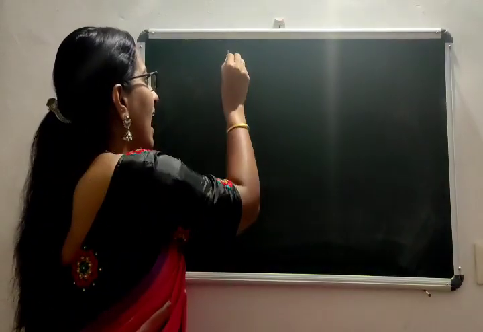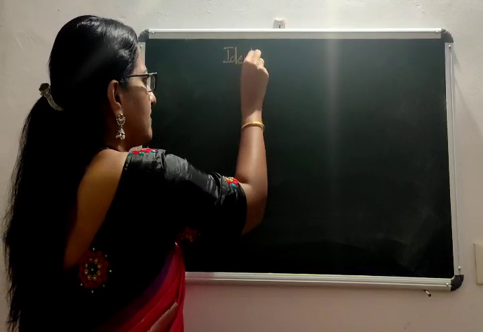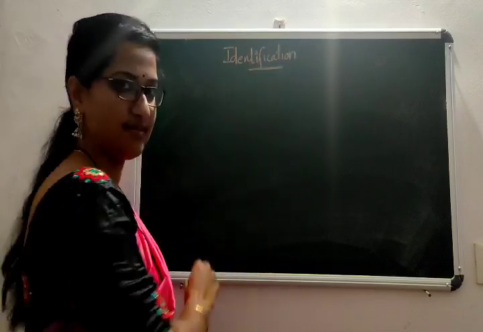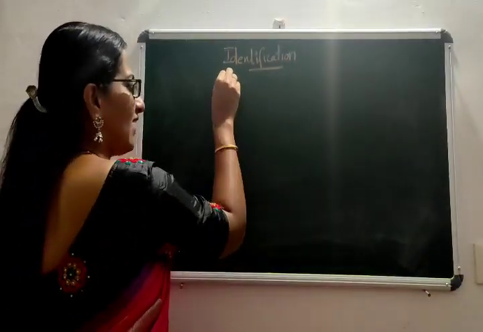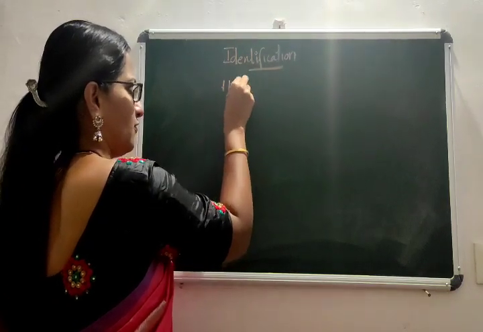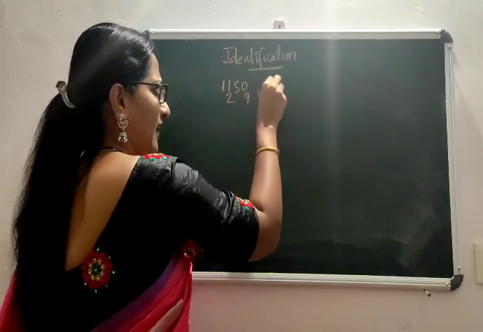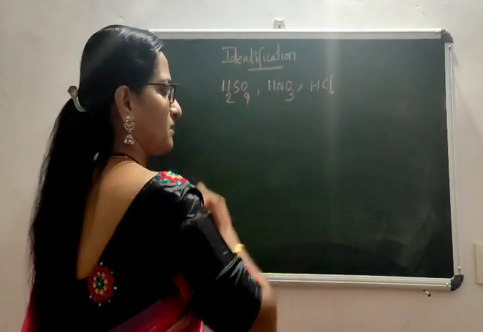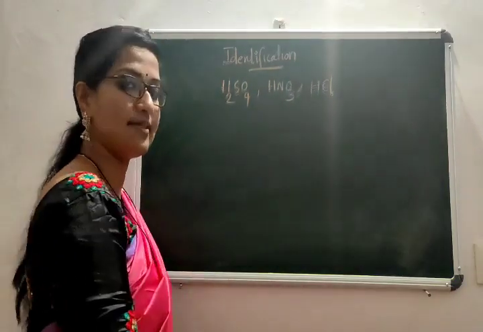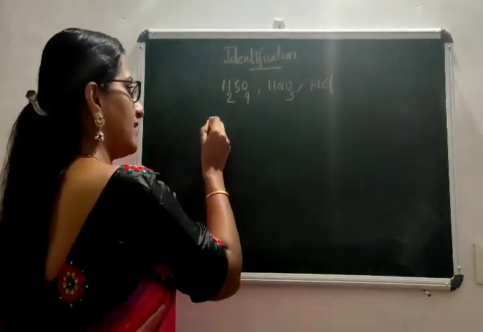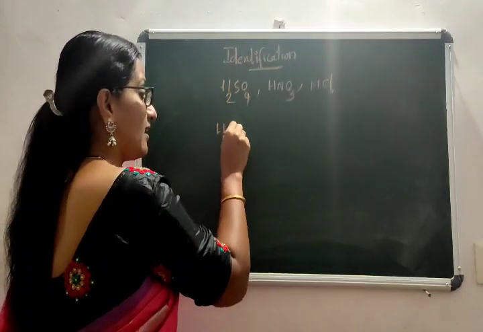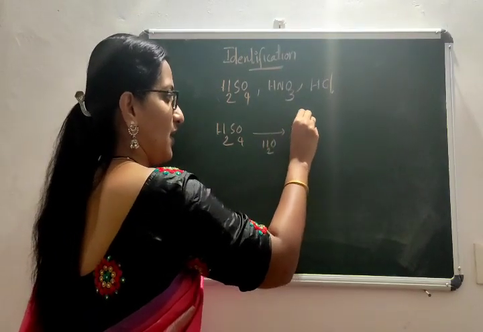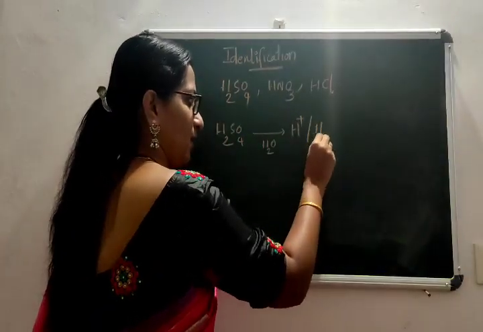Okay, let's study the identification of acids, bases and salts. You have learned so many examples of acids, right? Yes. If you take any acid like sulfuric acid, nitric acid, or hydrochloric acid, how will you identify that this is an acid? Children, you can say that if you take an acid and dissolve it in water, you will get an H plus ion or H3O plus ion.